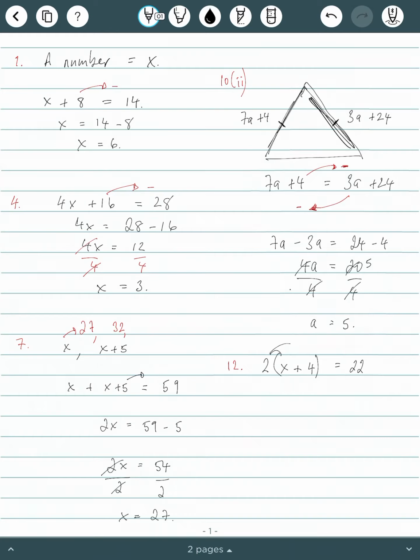So we multiply out that bracket. We get 2x plus 8 is equal to 22. Move that 8 across, it becomes a minus, so you get 2x is equal to 22 minus 8. So you get 2x is equal to 14. Divide both sides by 2, and we get x is equal to 7.